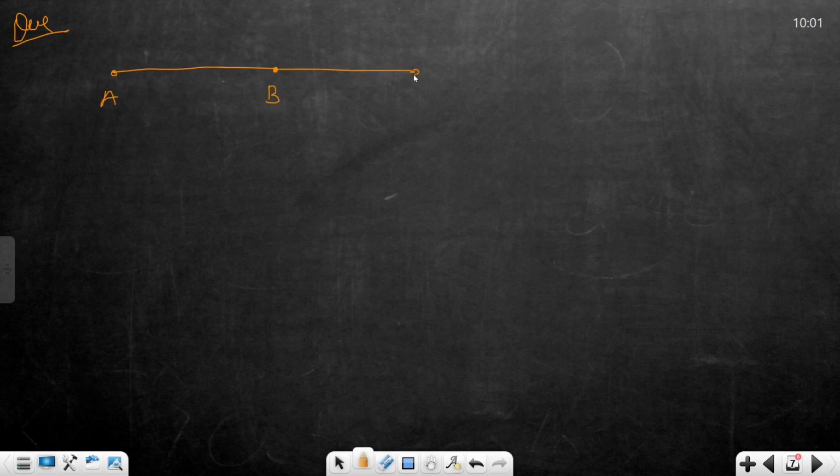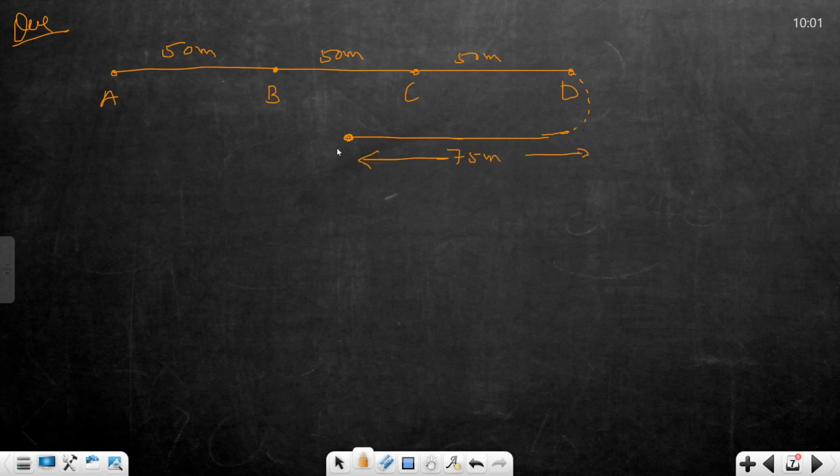With 100% accuracy. D. This curve is having no length, right? 50 meter, 50 meter, 50 meter, 75 meters. 10 meter per second, 10 second, 2 meter per second, 5 meter per second.